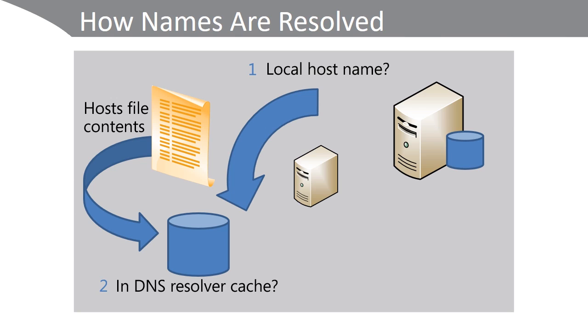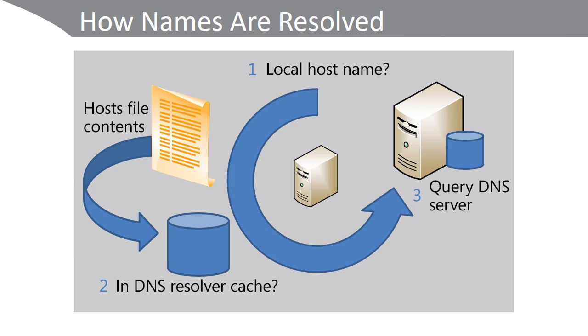It then will check in the DNS resolver cache to see if this is a name that's been recently resolved. Generally, names such as host names that have been resolved by a DNS server are cached for an hour. That cached time limit is configurable on the server rather than on the client. If this is not the local host name and it's not present in the hosts file and it's not in the DNS resolver cache, then the host will query a DNS server.